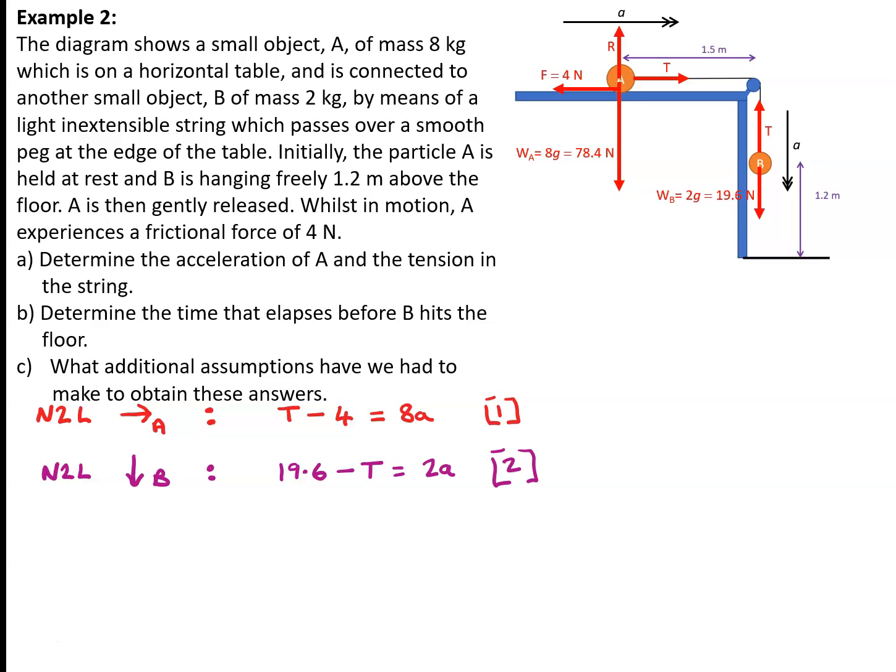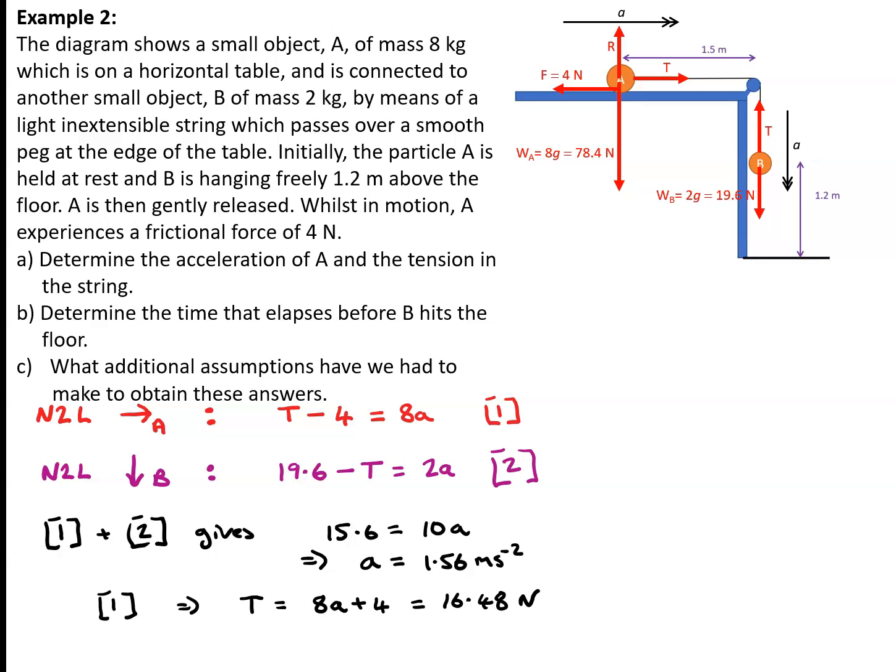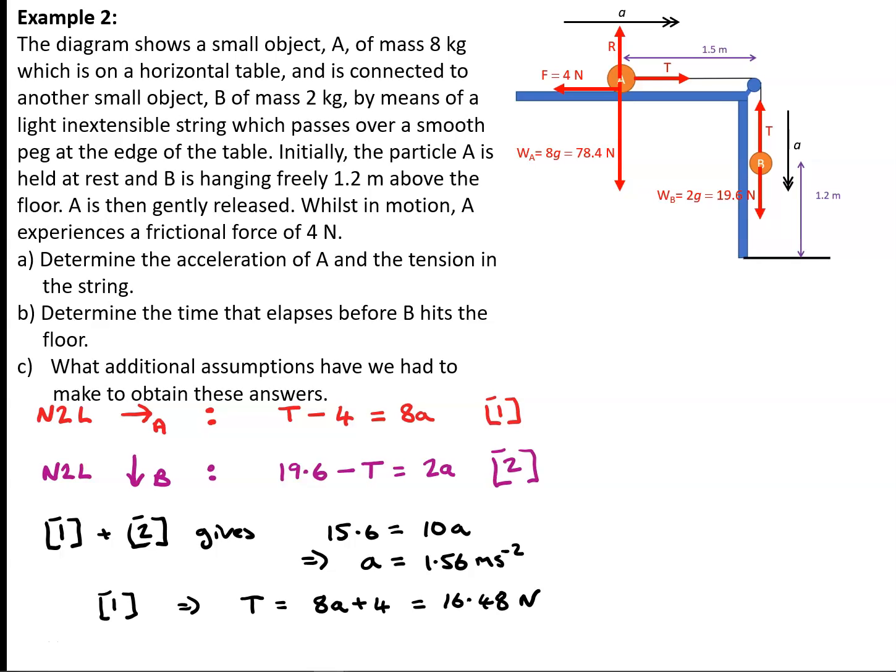Now looking at those two equations, we can eliminate T very easily by simply adding the two equations. So if we add equations 1 and 2, we get 15.6 equals 10a, so the acceleration must be 1.56 meters per second squared. Substituting that into equation 1, we will get T is 8a plus 4, so that's 8 times 1.56, add 4, which is 16.48 newtons.